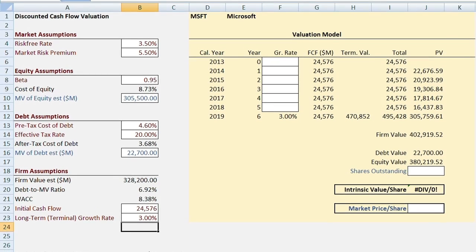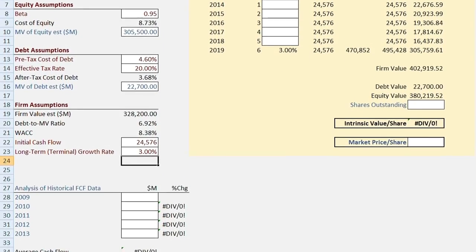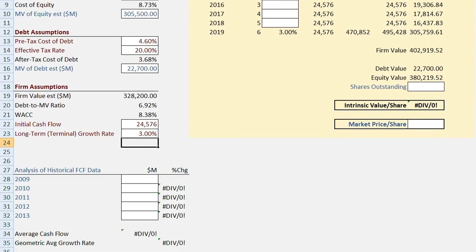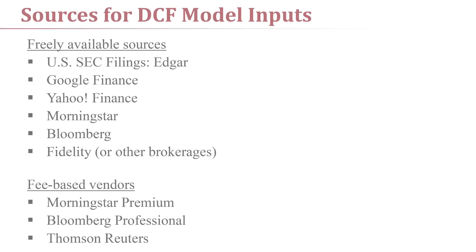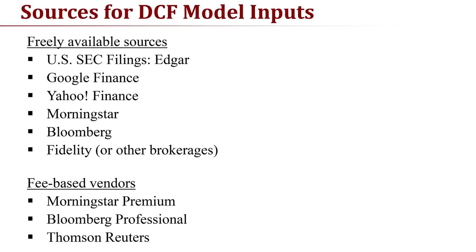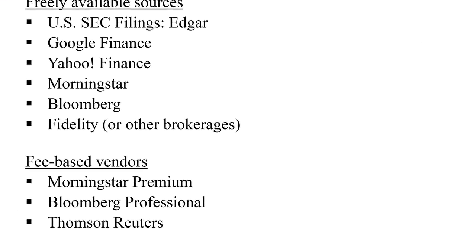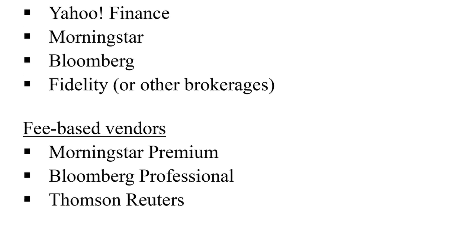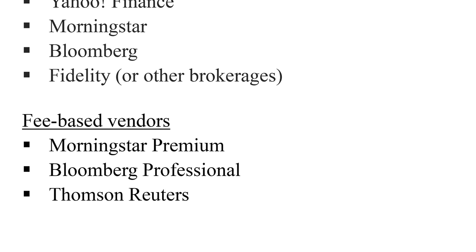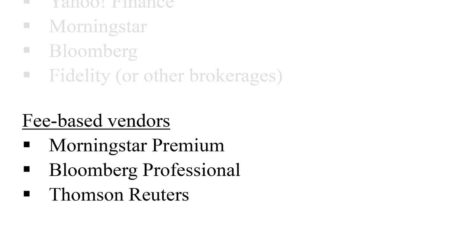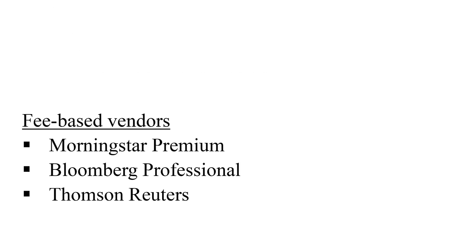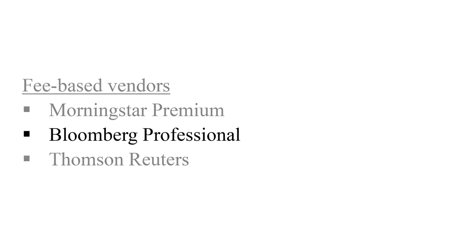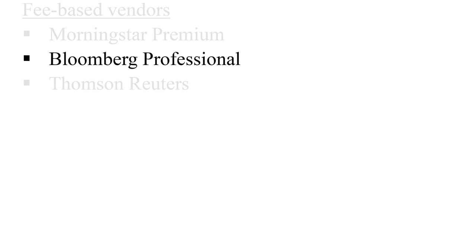Before turning to an analysis of the historical free cash flow data, which I'm actually going to use in order to help me make my forecast of these near-term cash flows, I want to turn to looking at one of the other vendors. So we went through the free sources of data. One of the vendors that I listed there was Bloomberg. So I'm going to open up Bloomberg Professional and talk about where we would find some of these historical cash flows to give us some context for making our free cash flow projection for Microsoft.